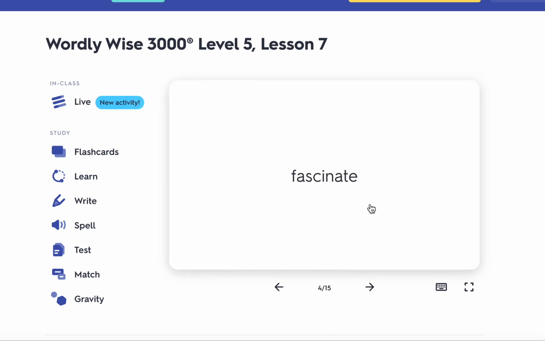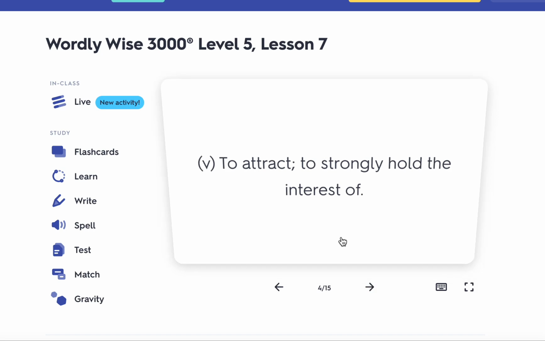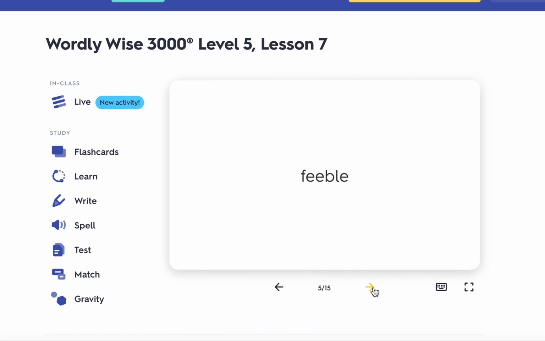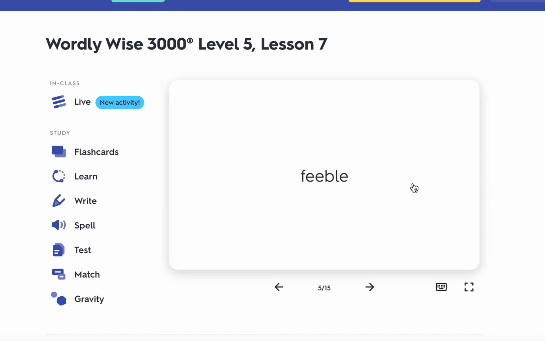Fascinate. Fascinate means to attract, to strongly hold the interest of. Whatever your hobbies might be, you might have things that fascinate you. You may hear the word fascinating. That ties to the word fascinate as well. Feeble. If you're feeble, that means that you have little strength, that you're weak. So maybe you have the flu and you might be very feeble at that time when you're not feeling well.